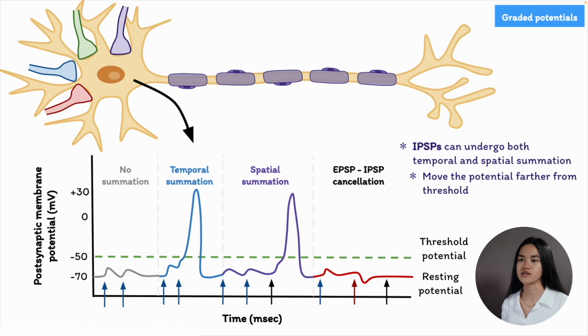So in this example, the postsynaptic neuron may be receiving excitatory signals from glutamate and inhibitory signals from GABA, and they're just canceling each other out. So in order to fire an action potential, we want more excitatory inputs. We want more of the positive inputs, okay? That's graded potentials. Let's move on to action potentials.